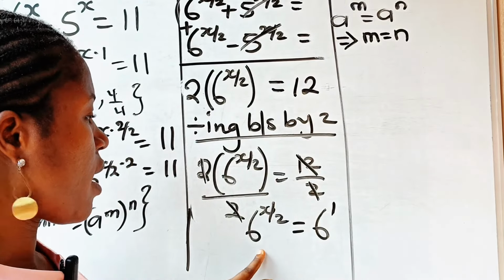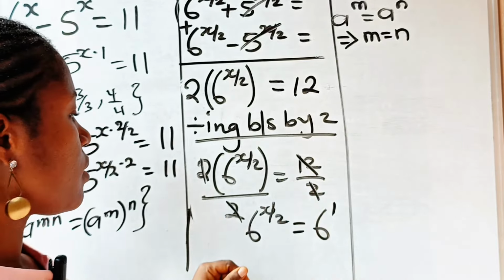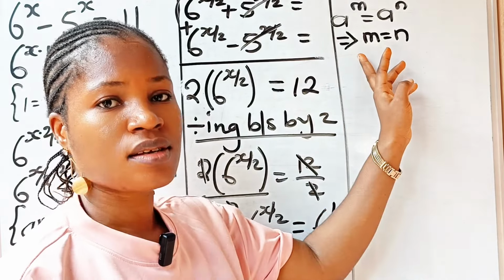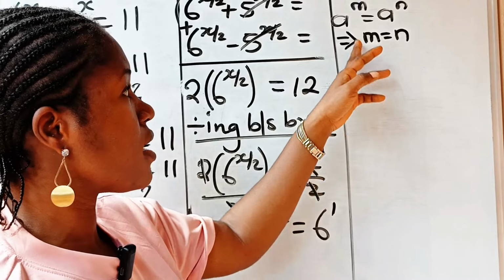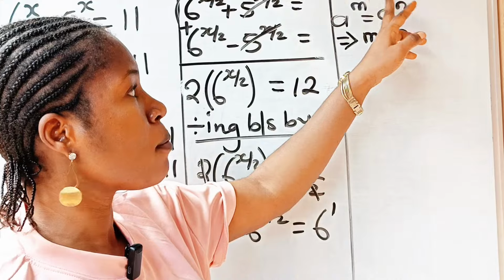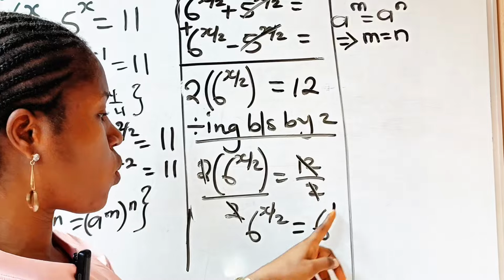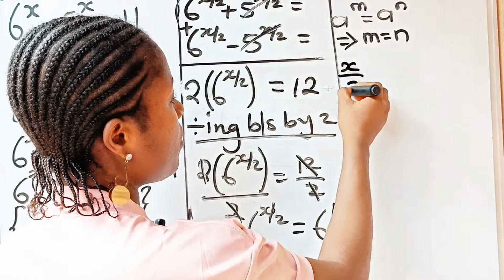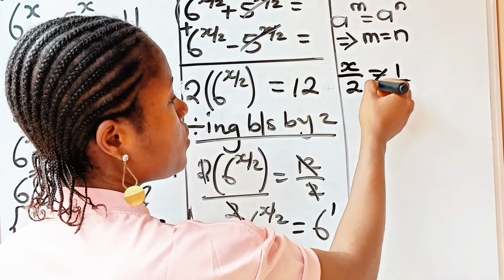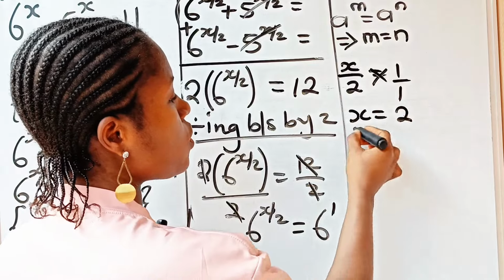Now, I have this equals this after dividing this and this by 2. Okay. Now, 6 is same thing as 6 to the power of 1. Then I stated this exponential law that says that if a to the power of m is equal to a to the power of n, it simply means that m is equal to n. So that simply means that x divided by 2 is equal to 1. All right. Now, if we decide to do cross multiplication, x times 1 is x, and 2 times 1 is 2. So we have our answer: x equals 2.